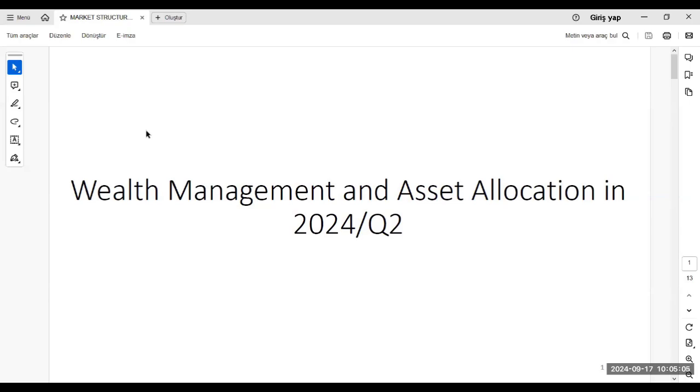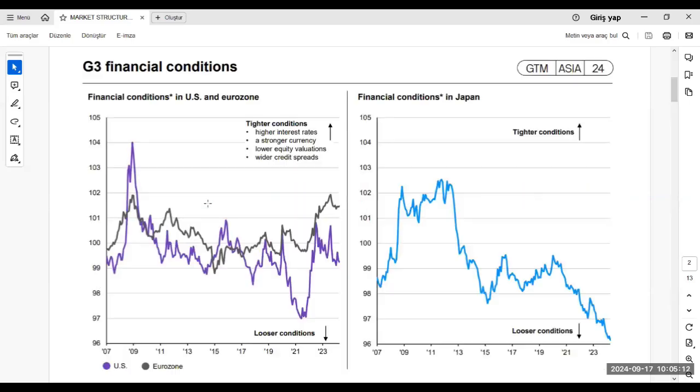So we will try to understand how this distribution and allocation among the assets can be done and what is the basic logic behind those types of allocation. We will try to understand those basic concepts today.